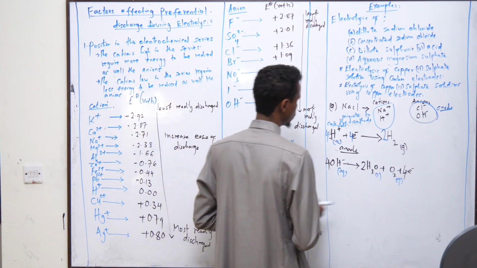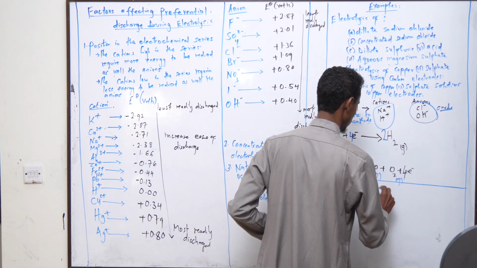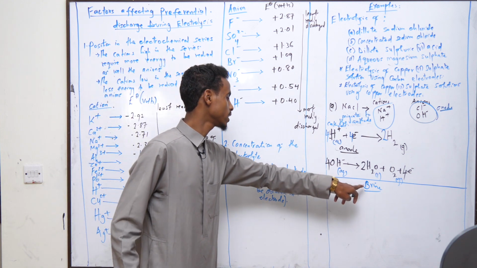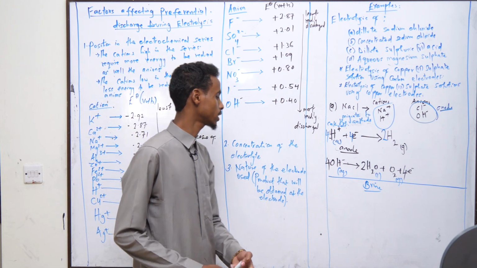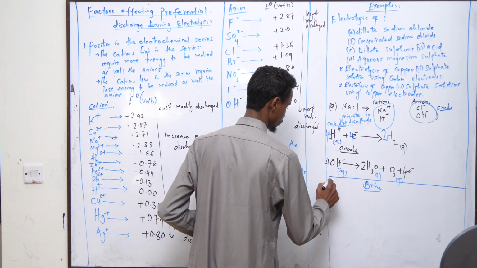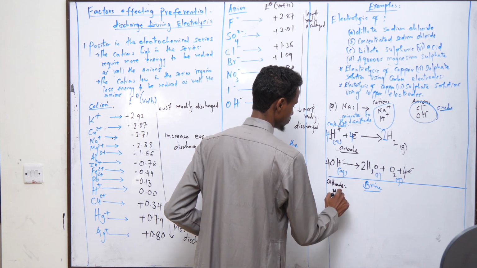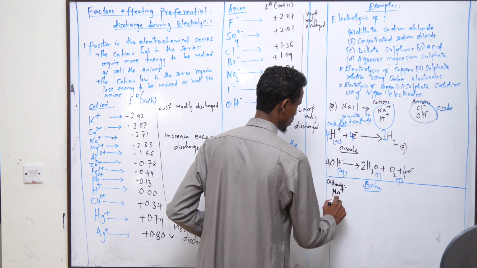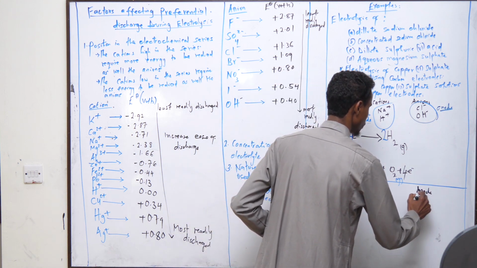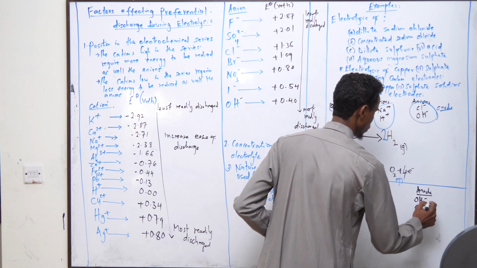Now this one was dilute. Let's go to the next one: concentrated brine. When we electrolyze concentrated sodium chloride, the following will move to the cathode. At the cathode, we have sodium and hydrogen. At the anode, the positive electrode, we have hydroxide and we also have chloride.